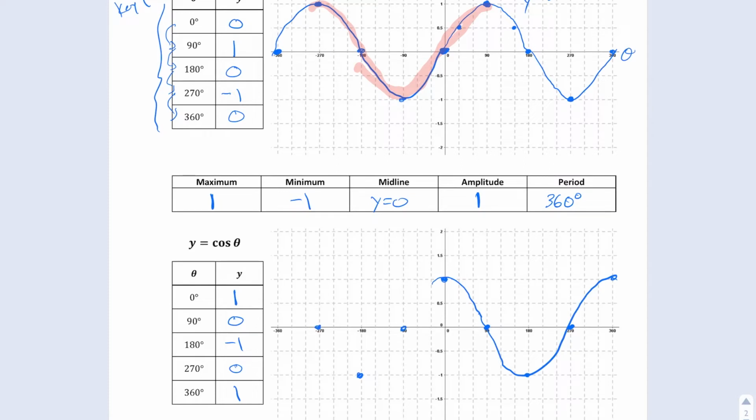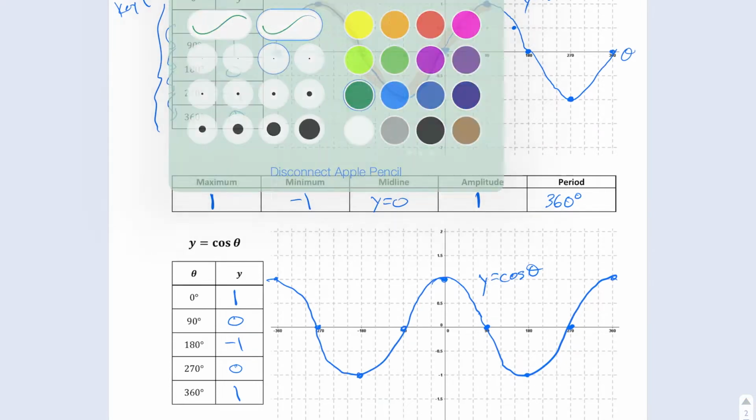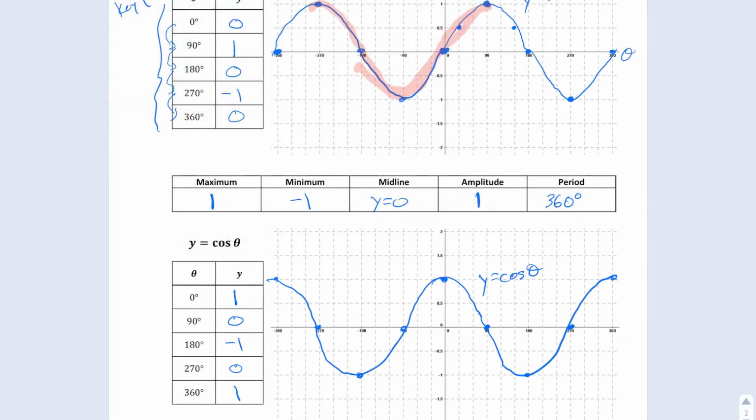And so if I repeat this cycle just to get a second cycle in, again, moving everything back 360, or you can just follow the pattern, this is what I get. And so cosine is really the same as sine, except, and you can write this in, cos theta is sine theta, only it's been shifted 90 degrees to the left.